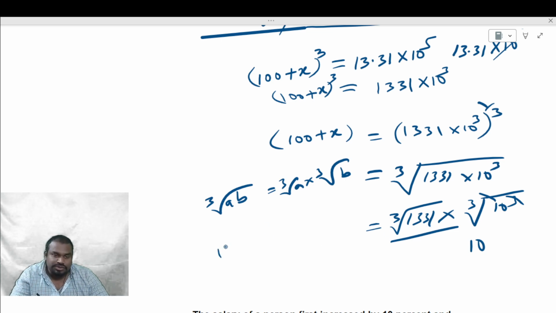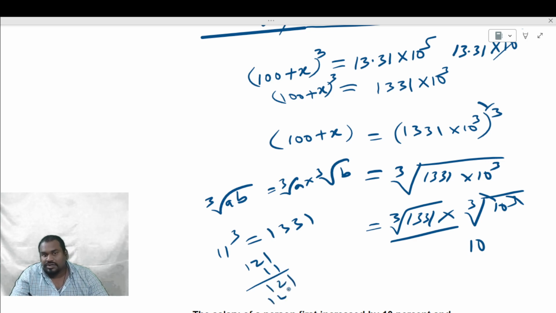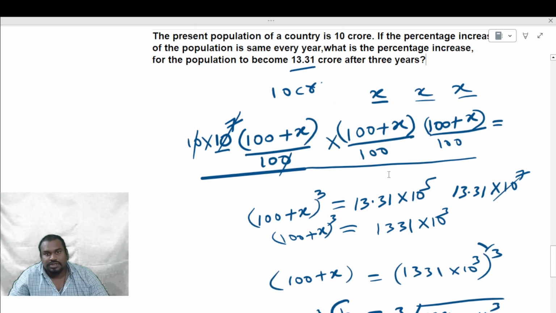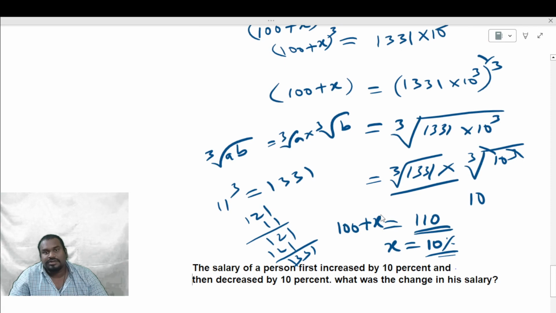1331, you should know this. 11 cube is 1331, 11 square is 121. These are the standard values. If you practice a lot, you will remember this. You can verify: 121 into 11 gives 1331. So it means 11 into 10 is 110. 100 plus x is equal to 110. Then x is equal to 10. So x is nothing but 10%. Like that you can solve that question. If you are very fast, you can solve it in half a minute.